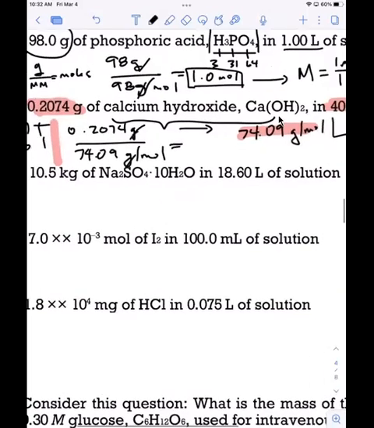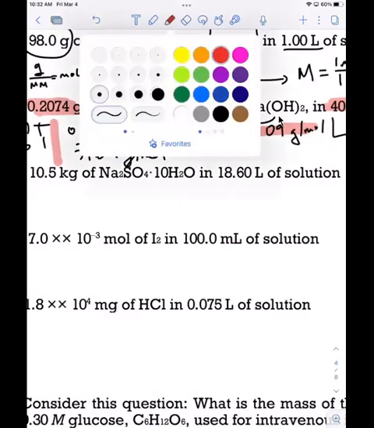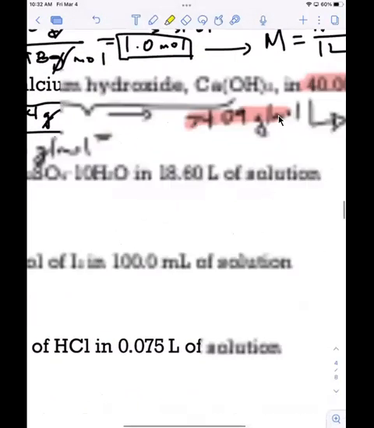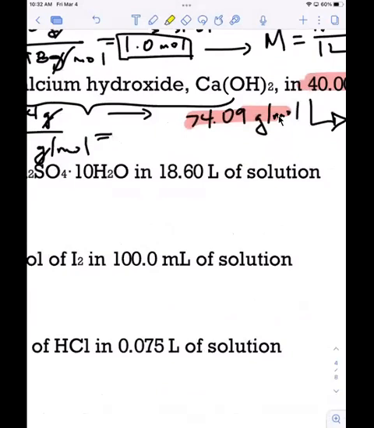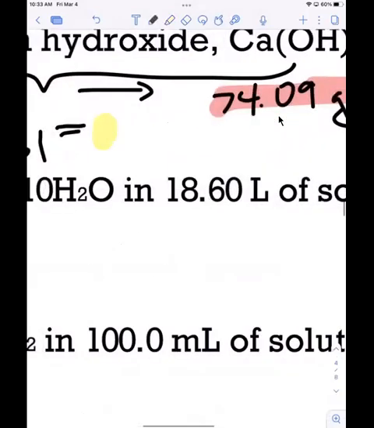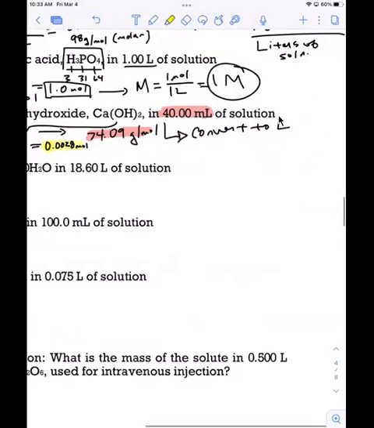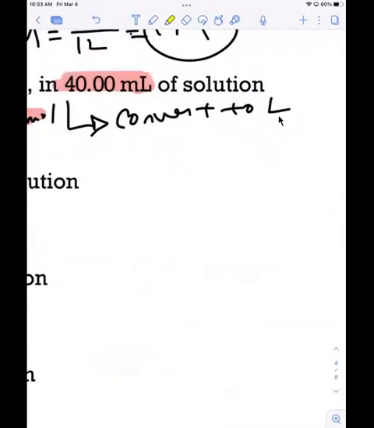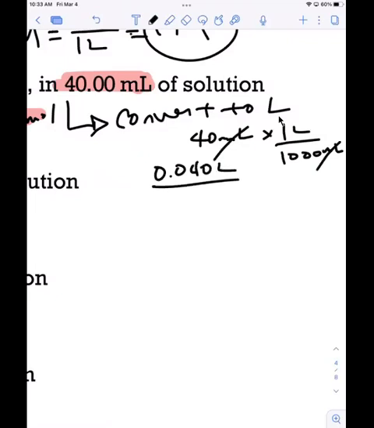How many moles is that? 0.0028 moles. All right, so now we need to convert 40 mils into liters. So that's going to be 40 milliliters times 1 liter over 1,000 milliliters. So that's going to cancel, and that's going to leave me with 0.040 liters.